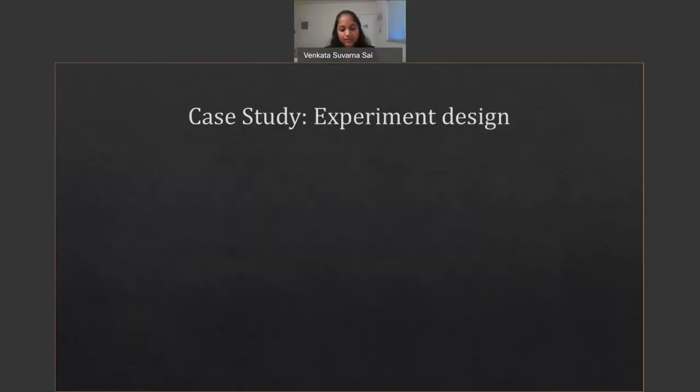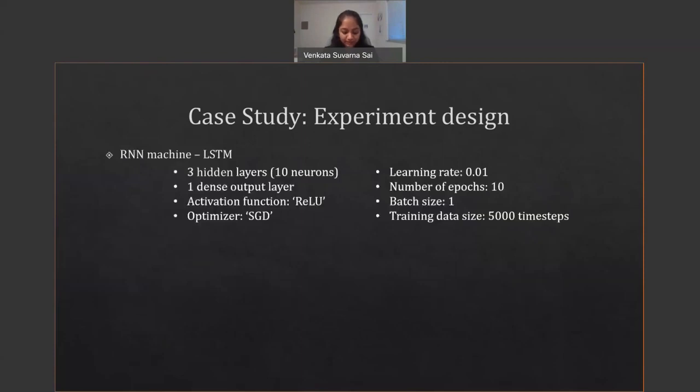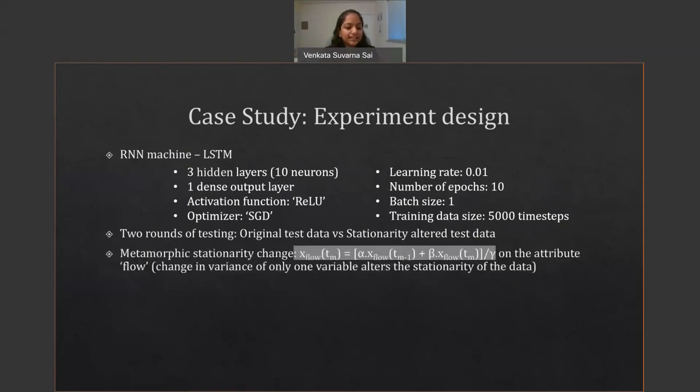For our experiment, we constructed an LSTM RNN machine with 3 hidden layers each of 10 neurons and 1 dense output layer with ReLU activation function, SGD optimizer, 0.01 learning rate, and we ran it for 10 epochs with batch size 1 and with 5,000 timestamps of training data size. And we did 2 rounds of testing, one with the original test data and the other with the stationarity of the test data altered. And to alter the stationarity, we apply linear transformation on the attribute flow that we saw in the table by using the equation given here.